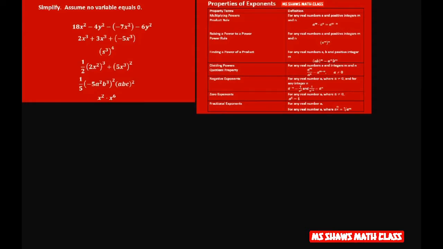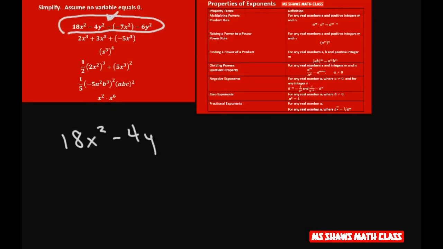And when you're collecting like terms, the first thing you want to do is get rid of the parentheses. So I have to take care of this little portion right in there. So I'm going to write 18x squared minus 4y squared. Minus a negative means plus. So you can put plus 7x squared minus 6y squared. Now we got rid of the parentheses. We can add like terms.